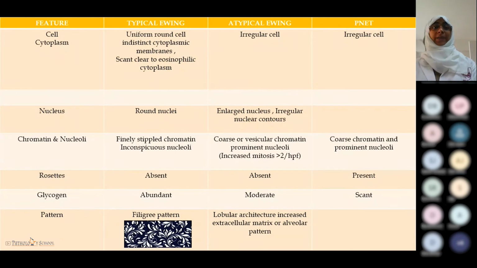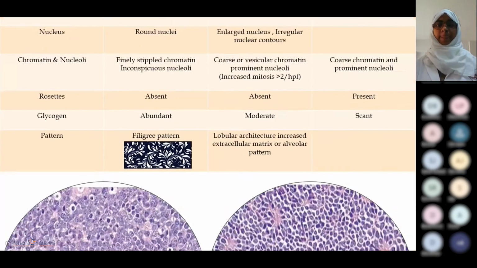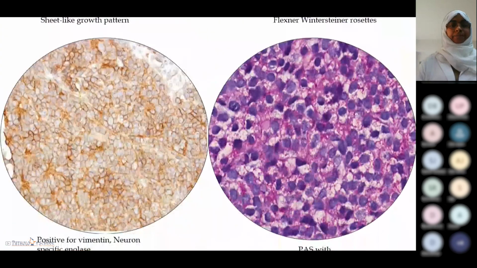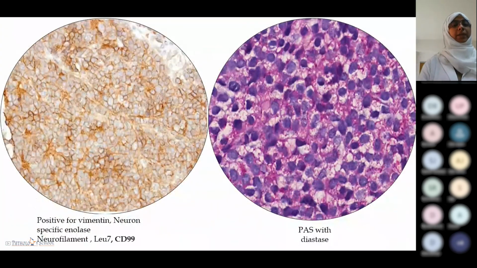Typical Ewing sarcoma has more uniform cells compared to atypical and PNET, which have irregular cells. There is more finely stippled chromatin in typical, but coarse chromatin in the other two. Rosettes are present in PNET, but glycogen is abundant in typical Ewing sarcoma. Now you see tumor arranged in a sheet-like growth pattern with multiple mitotic figures and Flexner-Wintersteiner type rosettes. It is also positive for vimentin. This is the CD99 positivity. And because of the abundant glycogen, we also do PAS with diastase.